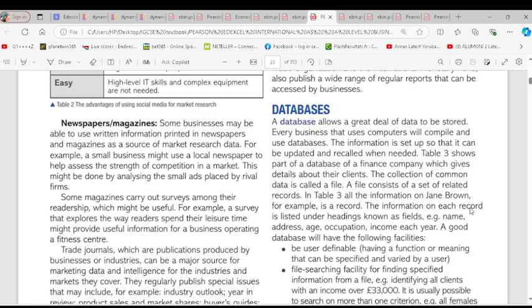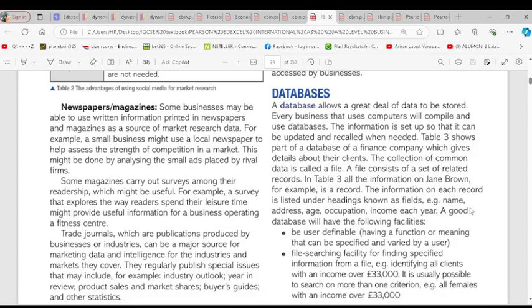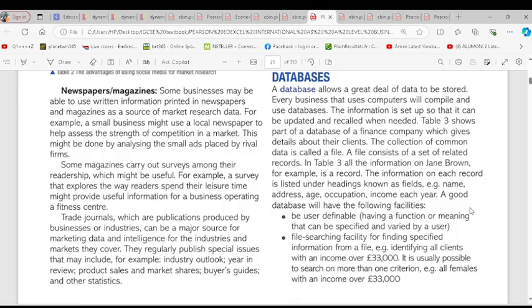This might be done by analyzing the small ads placed by rival firms. Some magazines carry out surveys among their readership, which might be useful. For example, a survey that explores the way readers spend their leisure time might provide useful information for a business operating a fitness center. So with newspapers and magazines, businesses could advertise their products and services through newspapers, journals, magazines, specialist magazines.